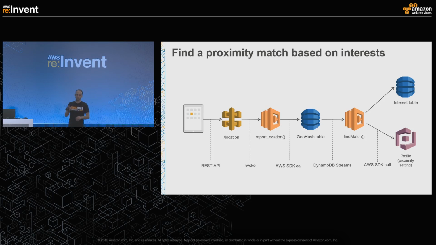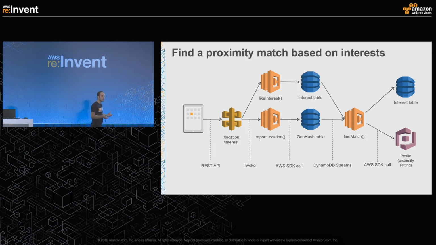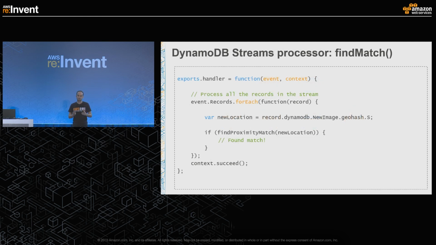Now, what if I change my interest? Same thing. An interest is a microservice, right? So an Amazon API Gateway call against the Lambda function, which could be a like interest function, which in effect updates my DynamoDB interest table, creates a DynamoDB stream, triggers our find match functionality, and we again see, oh, he changed his interest. Is there now another user that potentially matches him? And if so, we found a match. Now, what if we found a match?